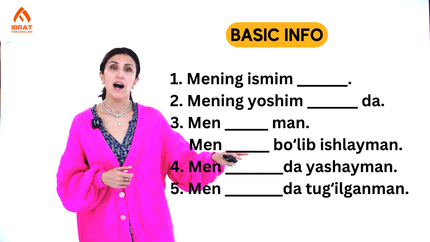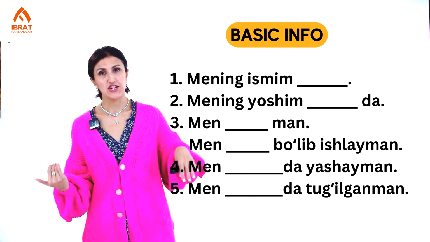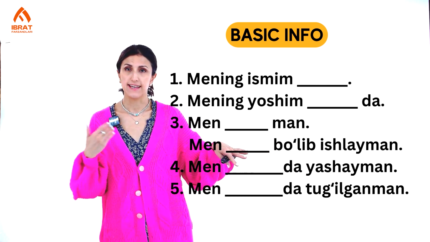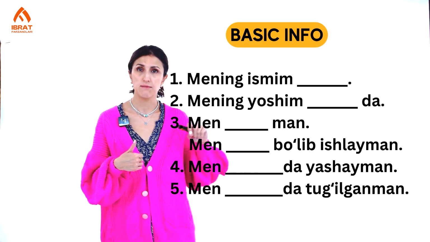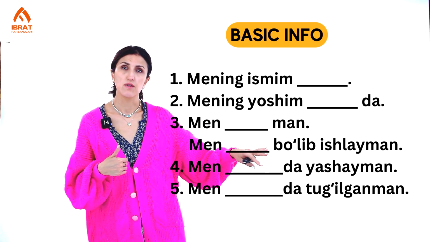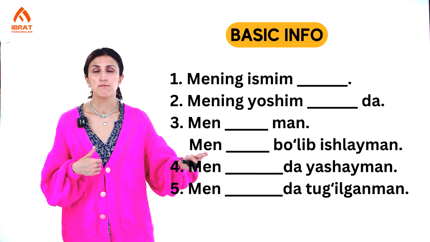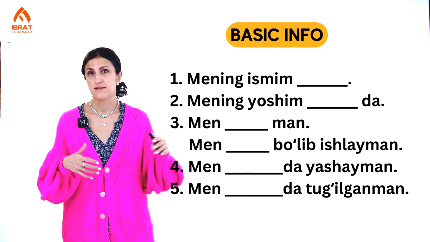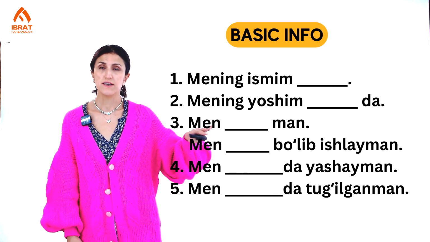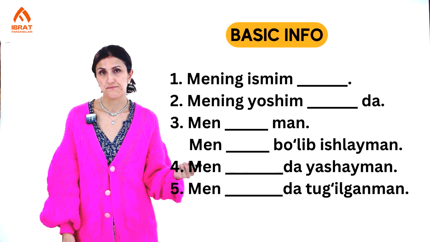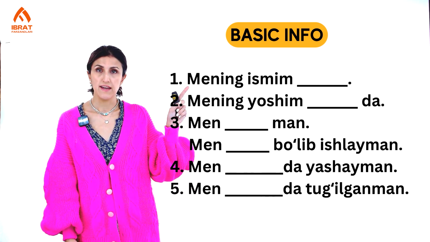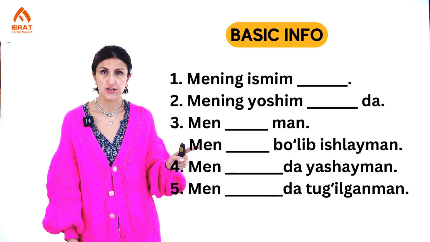Or I work as teacher, I work as an actor. Men o'qituvchi bo'lib ishlayman, men aktyor bo'lib ishlayman. And these 2 sentences mean the same. The first one is just without verb. The second one is with verb. Okay, so name, age, profession.